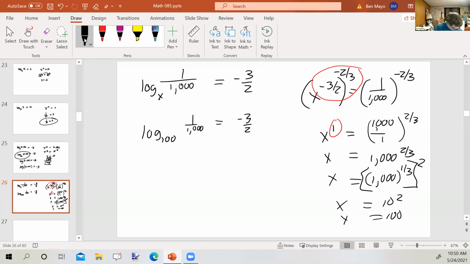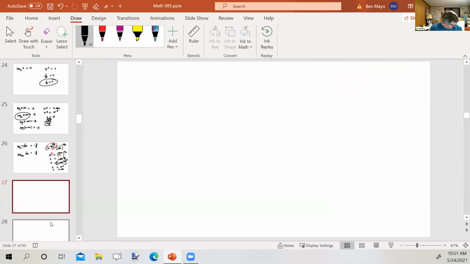All right, let's see here. How about this? It says evaluate each logarithmic expression. Log base 3 of 9. It's not an equation, it's just a statement. But let's turn it into an equation. Let's say that it equals some unknown number that we'll call box. So log base 3 of 9 equals box.